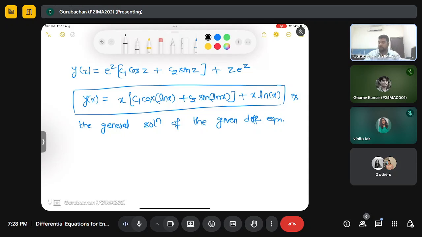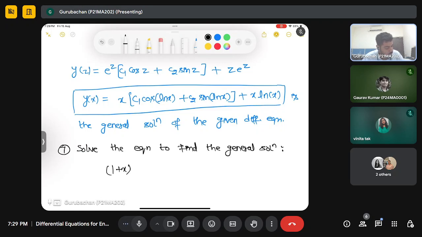So next question is question number 7. Solve the equation to find the general solution. And the equation is 1 plus x whole square y double dash plus 1 plus x y dash plus y equals 4 cos ln 1 plus x.